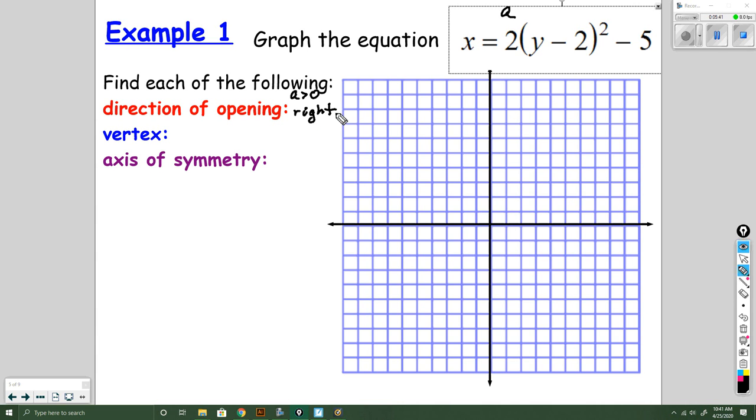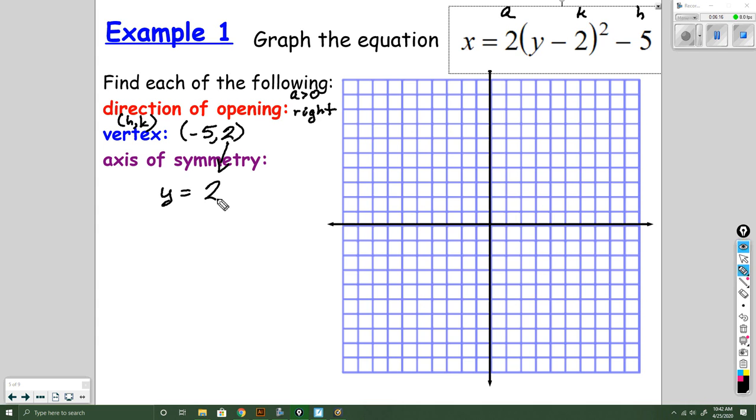All right, for the vertex, remember, the vertex is that point h comma k, but h and k are located in different spots here. h is going to be -5, and then k is going to be +2. That's what we're subtracting from y. And then for our axis of symmetry, it's going to be a line that says y equals, a horizontal line, of course, at 2, because that's the y value of the vertex.